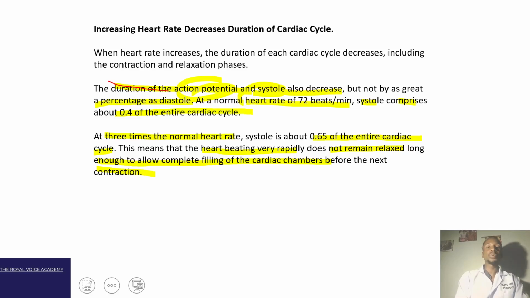So what I just want you people to get from this slide is, when you increase the heart rate, the high yield point is you will decrease your duration of the cardiac cycle, and that duration of the cardiac cycle will be most decreased in the diastole. The duration of the action potential and the duration of the ventricles will be decreased, but to a very small amount as compared to that of diastole.